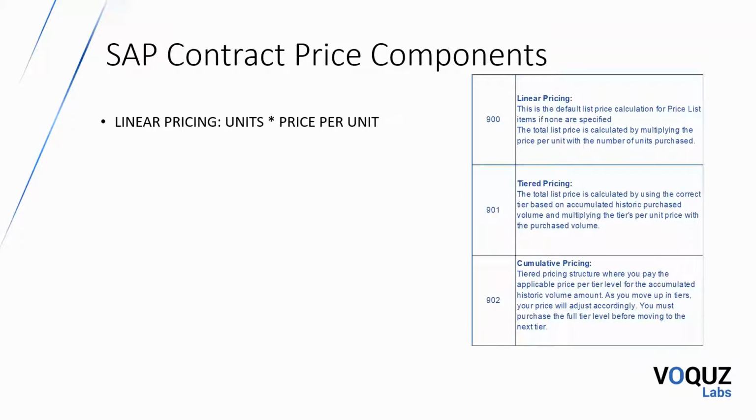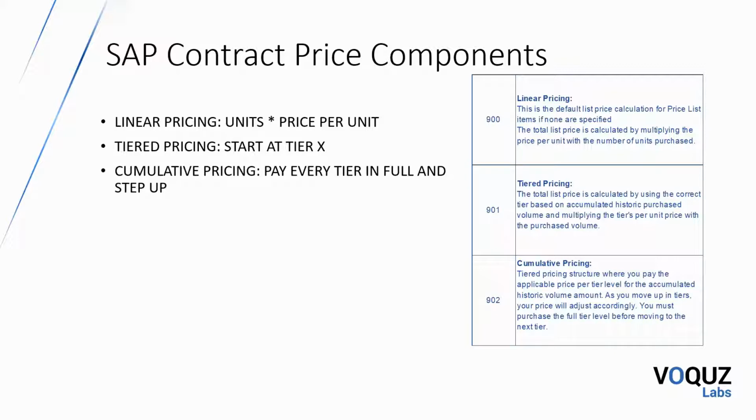There are multiple different pricing structures for SAP products. We have linear pricing, tiered pricing, and cumulative pricing. For linear pricing, you pay per unit, and the price per unit remains the same regardless of how many units you buy. Some linear products can also be sold in blocks of 1,000, for example, where the price per block remains the same regardless of how many blocks you buy.